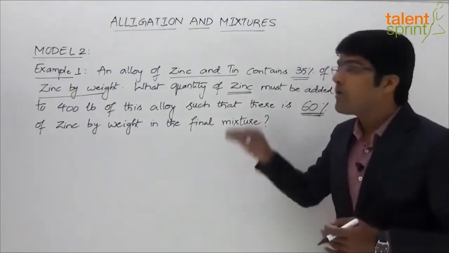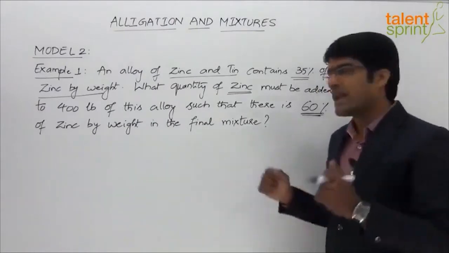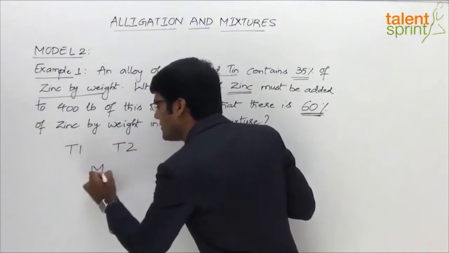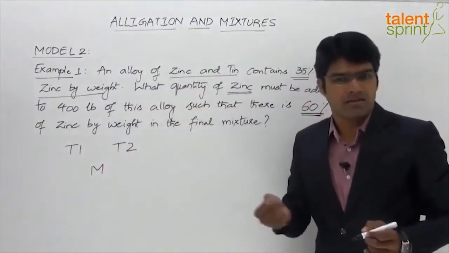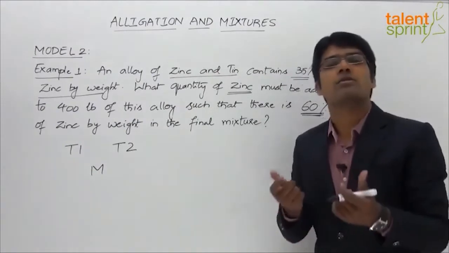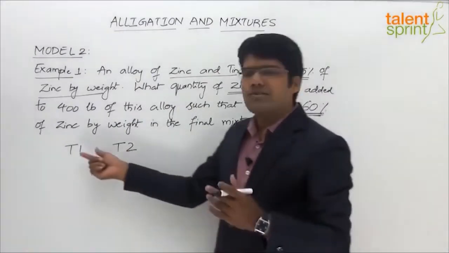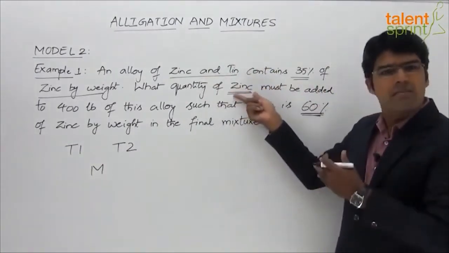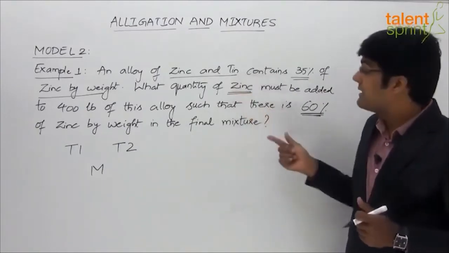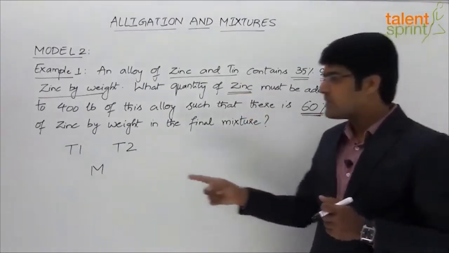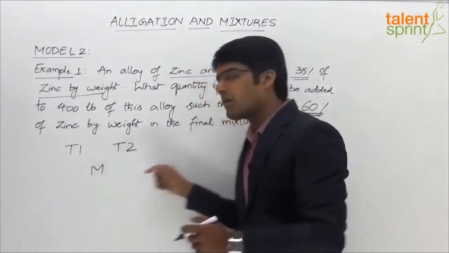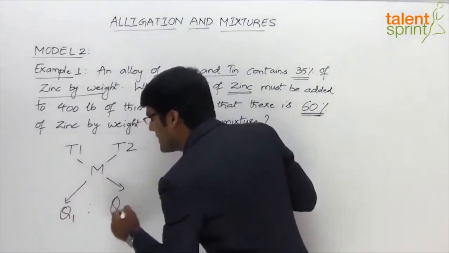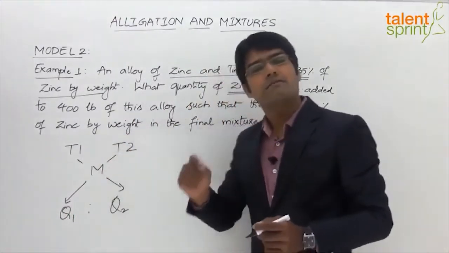So let's look at how we can answer this question using the alligation rule. Now you know what happens in an alligation rule. We take the type 1 value, the type 2 value and the mixture value. It can be some strength or cost. As we have seen in model 1, we took the cost of two different varieties of rice. Here it is going to be strength, because we know the strength of zinc in the first mixture. The strength of zinc in the second mixture is nothing but 100% because it is pure zinc, and the strength of zinc in the final mixture is 60%. So when we take these three strengths in the given format and find the cross differences, we get the quantities of type 1 and type 2. So T1 and T2 are the two types of mixtures that we have.